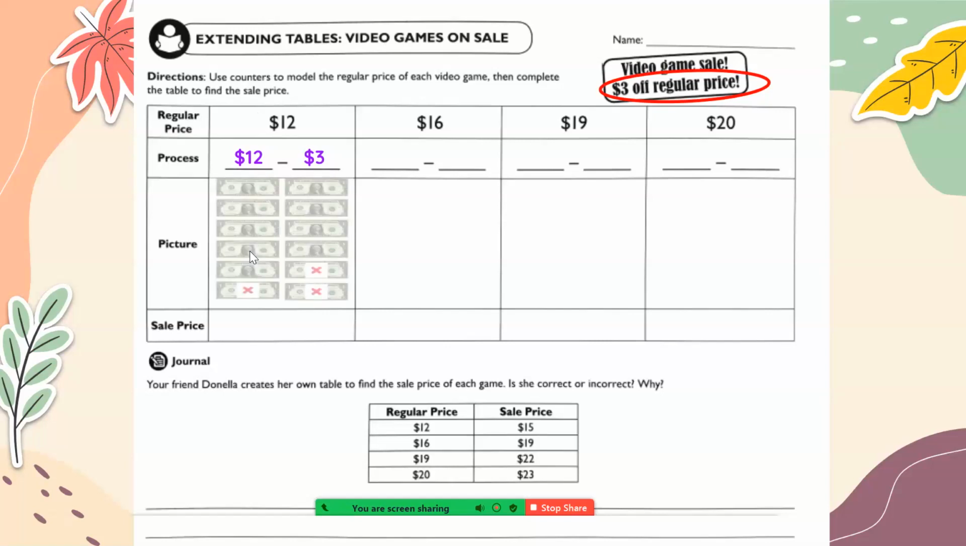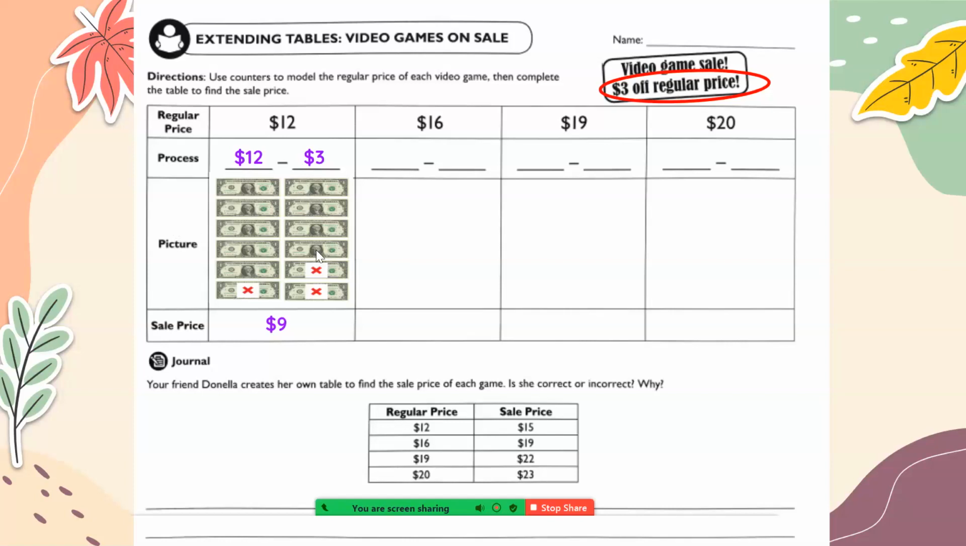And so here I've just done a picture of dollars, which you could use plain money, or you could just use red and yellow 2-color counters. It doesn't really matter to represent the dollars. But I put $12 here, and I took $3 off because they're on sale for $3 off the regular price, which means my sale price should be smaller than $12. Have those conversations. So what is my sale price? $9, and I can count my counters.